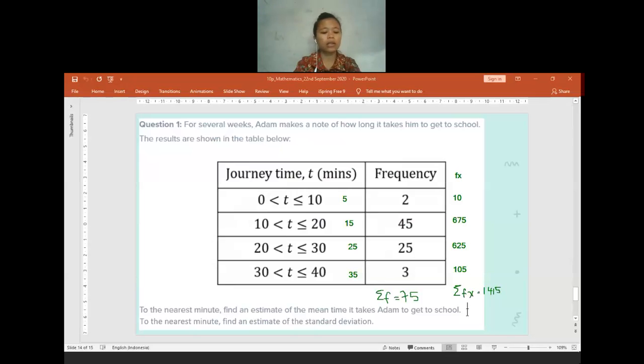After that, for finding the mean, you can directly divide them. So 1415 divided by 75. Is there anyone having any question? You can calculate later on by your own calculator.